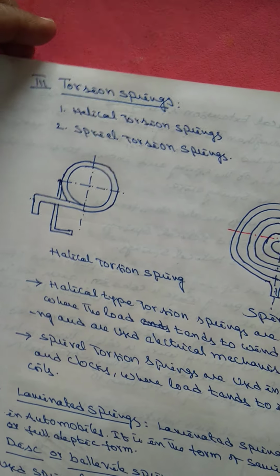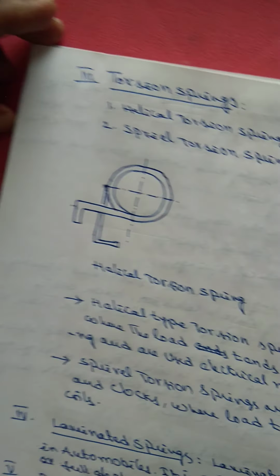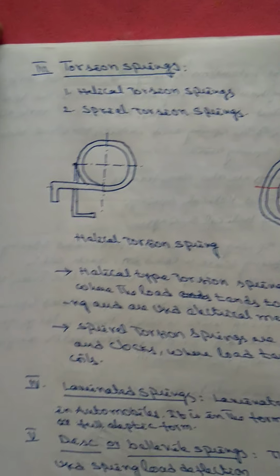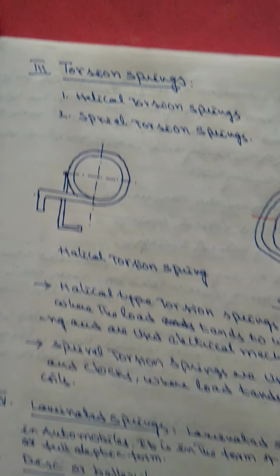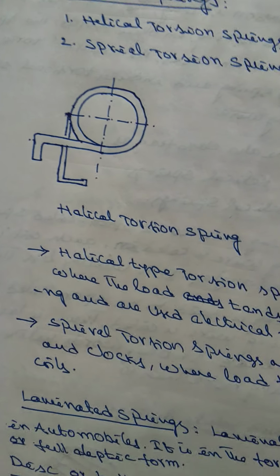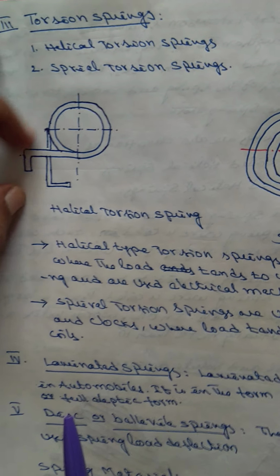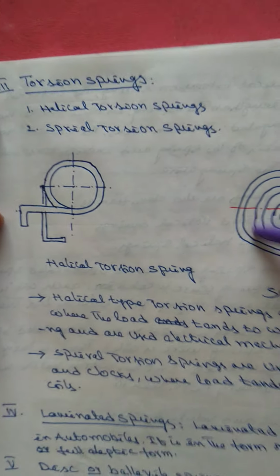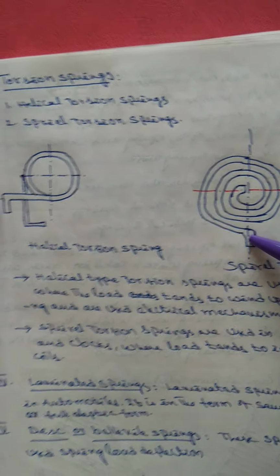Another one we will see is torsion springs. The third type is torsion springs. In torsion springs, again we are going to classify: one is helical torsion springs, another one is spiral torsion springs. Please clearly observe that in helical torsion springs, both ends are free, whereas in a spiral torsion spring, only one end is free.